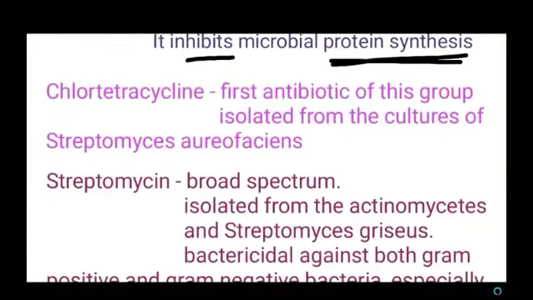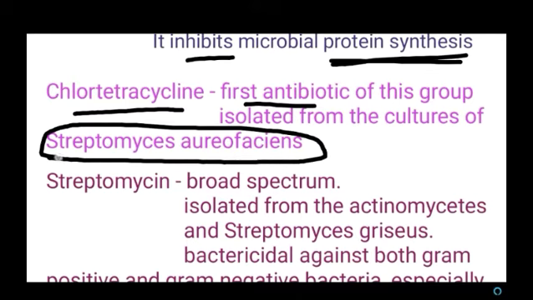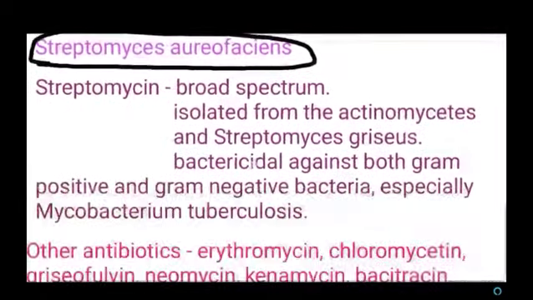Next, chlorotetracycline. It is the first antibiotic in this group of antibiotics, and it is isolated from the culture Streptomyces aureofaciens. And the next one is streptomycin.